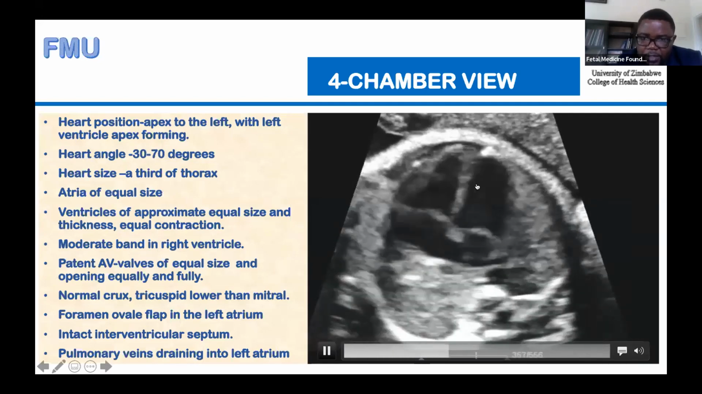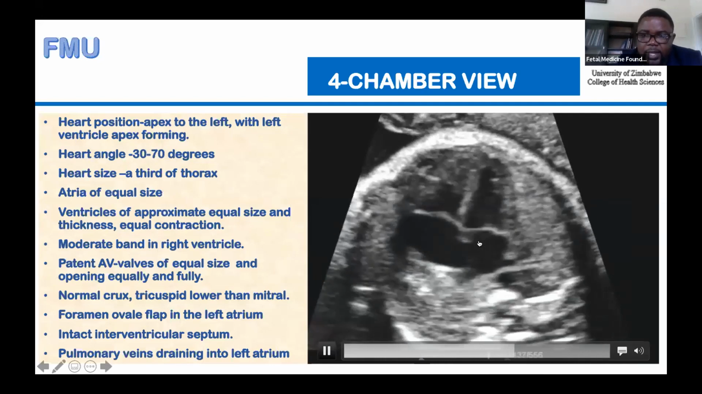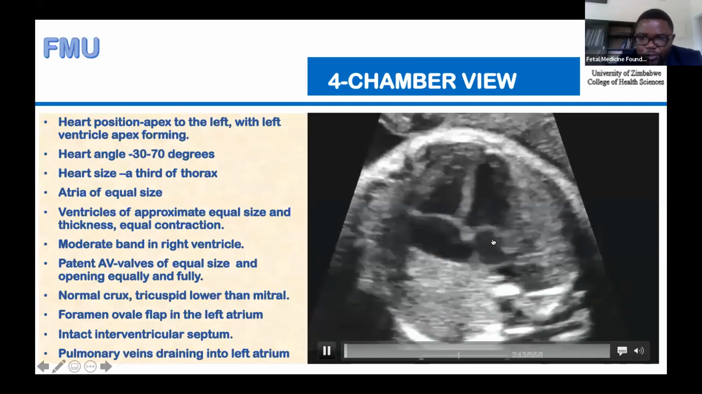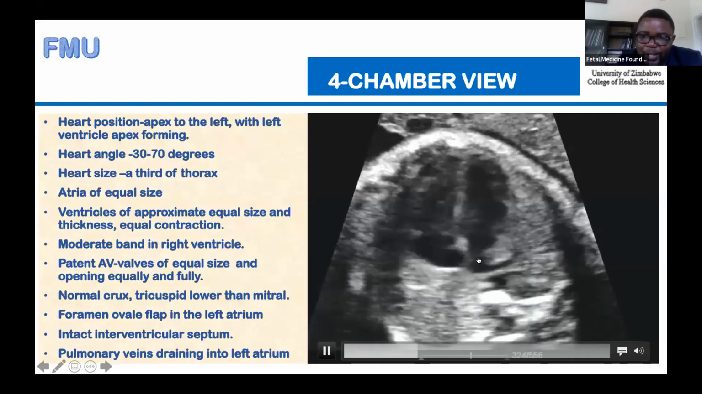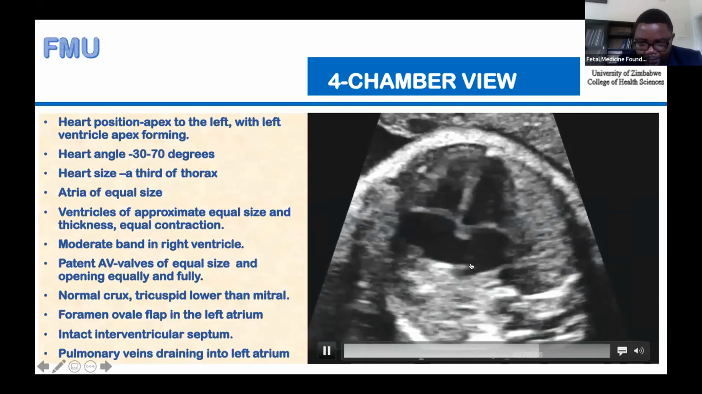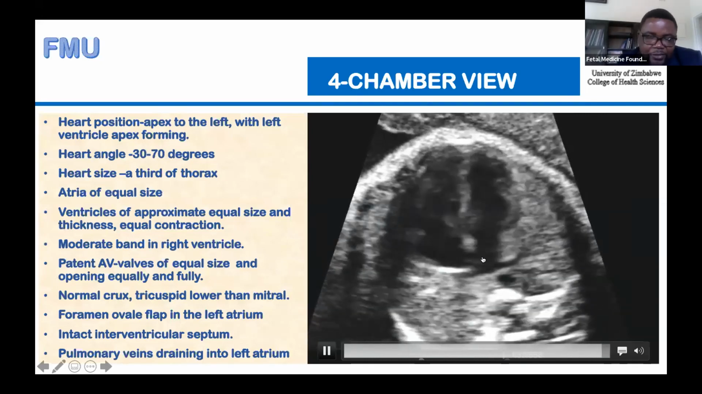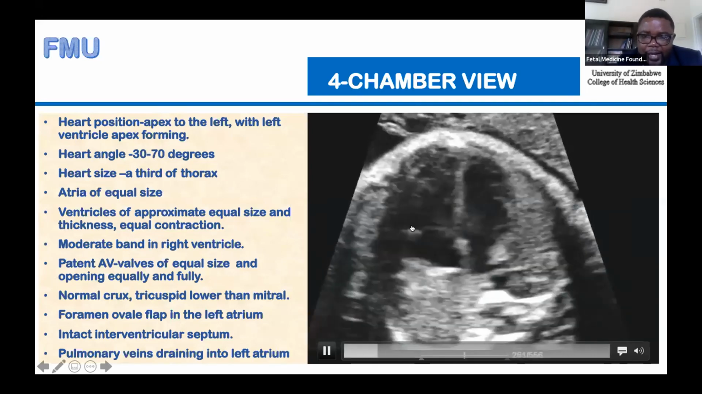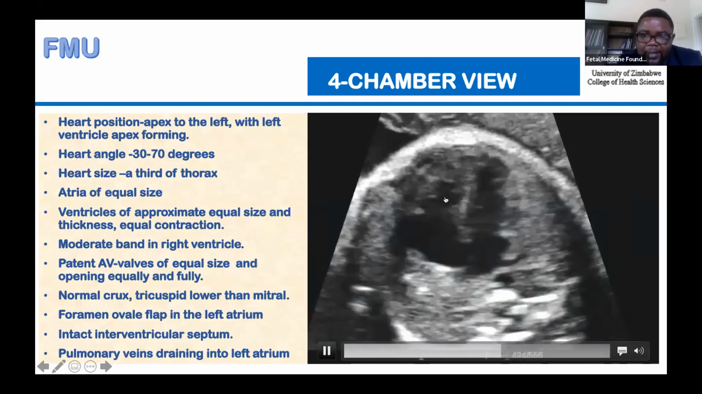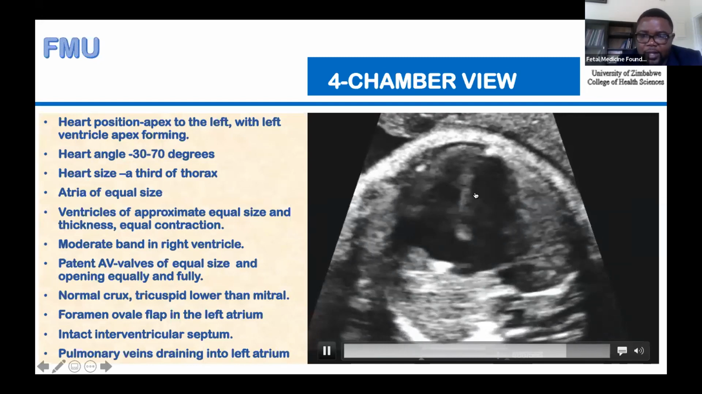These ventricles should appear symmetrical, and the left atrium should look morphologically like a left atrium. You should see these vessels, the pulmonary veins here, which are draining into the left atrium. And the right atrium, as rounded as you see it, is the way it should appear.